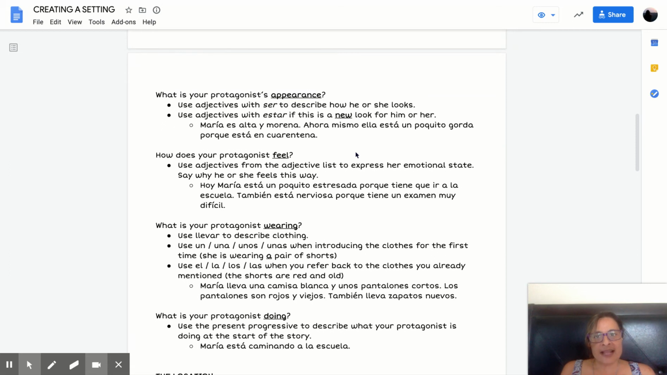In my case, my protagonist is tall and brown, and now she's a little bit chubby because she's been in quarantine. So tall and brown are used with ser because she's always that way. And being a little bit chubby is used with estar because it's unusual for her.